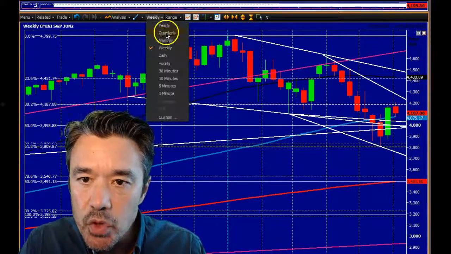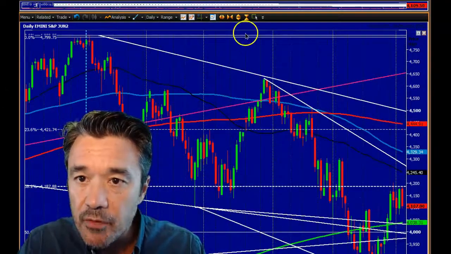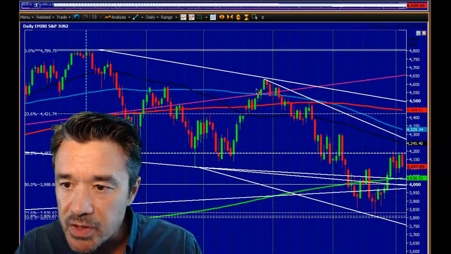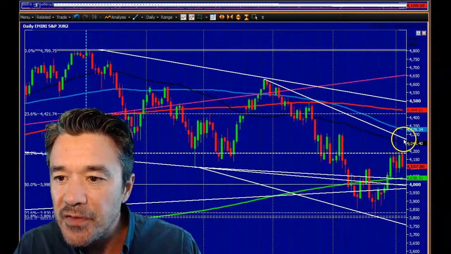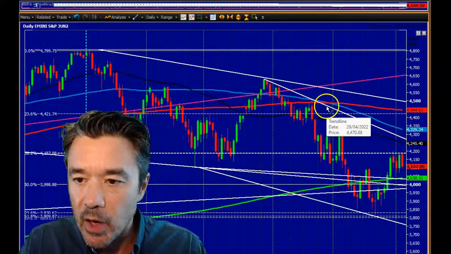That's the weekly chart, not the daily chart. Okay, I'm waffling on so much that I've already gone over my 30 minute time limit, so I'm going to start to wind it up now. But definitely 4,250, 4,300 looks like a reasonable target. That, I think, would be a great selling opportunity.